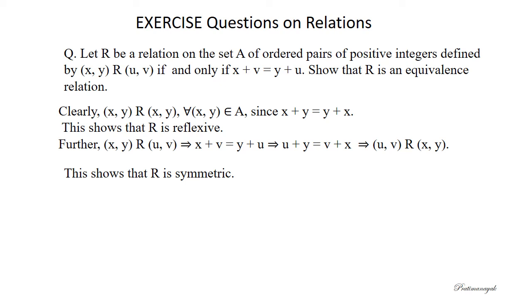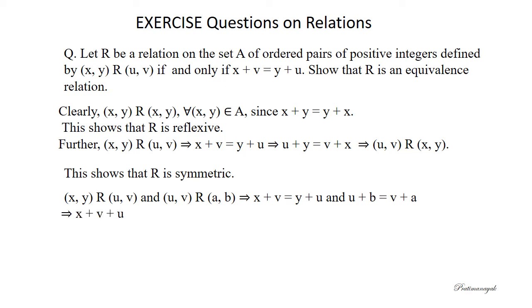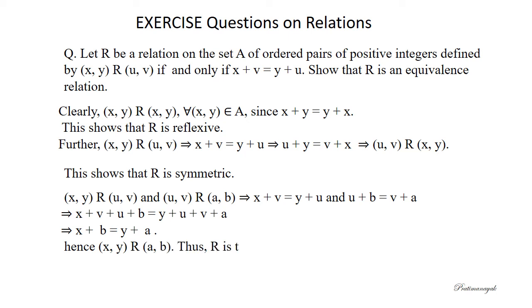Similarly, (x, y) related to (u, v) and (u, v) related to (a, b). This implies that x plus v is equal to y plus u and u plus b is equal to v plus a. Now adding them, we get x plus v plus u plus b is equal to y plus u plus v plus a. This implies x plus b is equal to y plus a. Hence we are getting (x, y) related to (a, b). Thus R is transitive. So R is an equivalence relation.